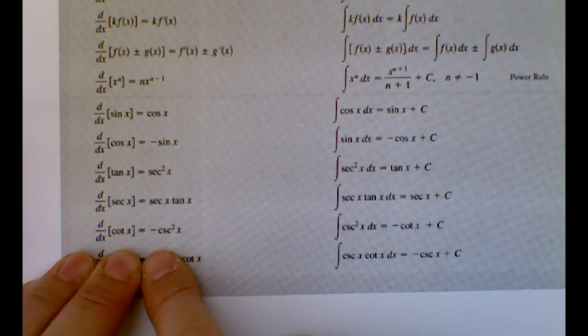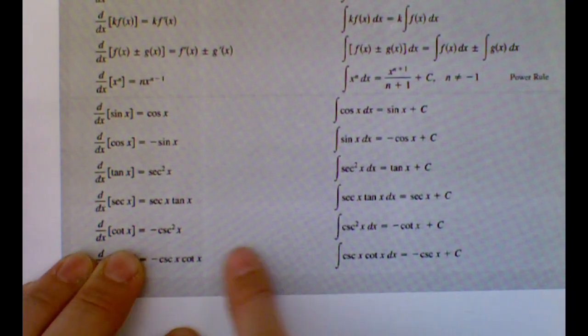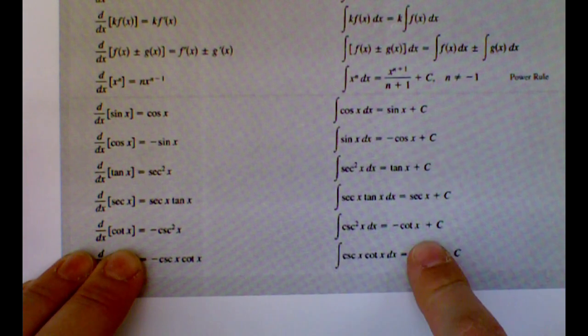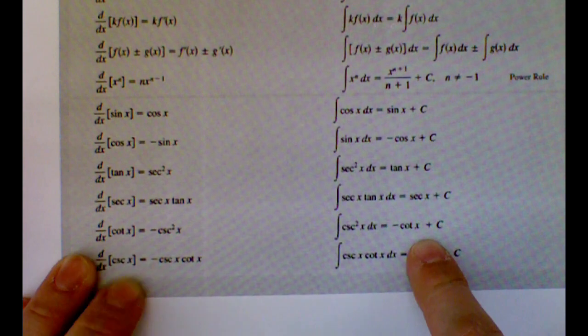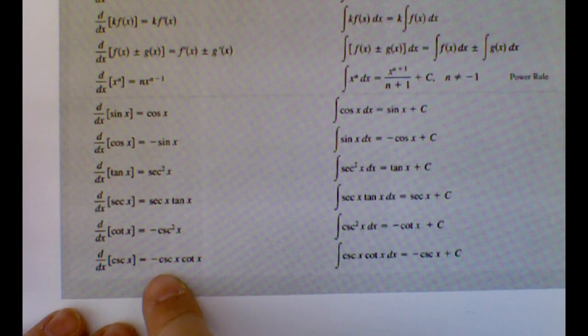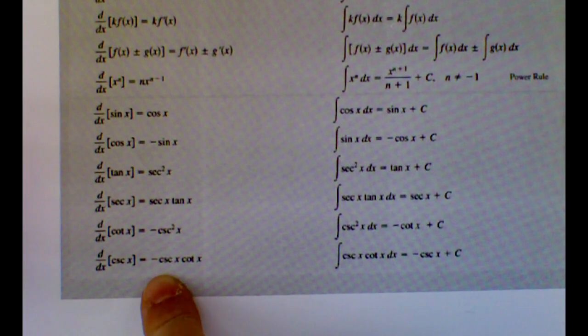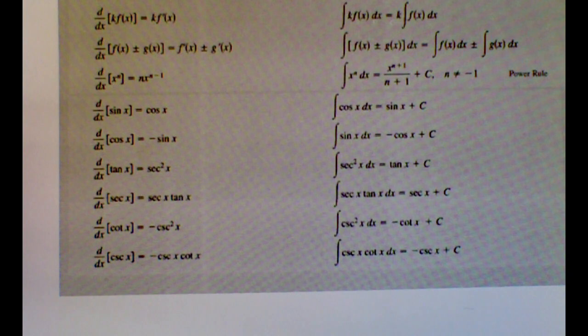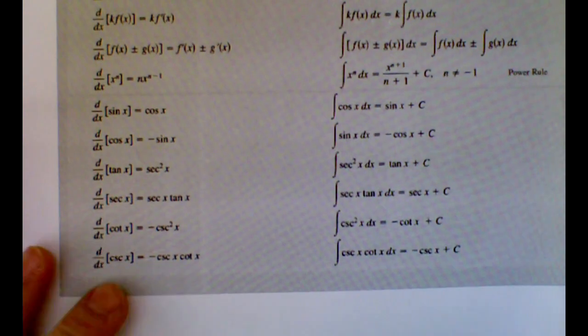The derivative of cotangent is negative cosecant squared of x, so the antiderivative of positive cosecant squared of x is negative cotangent of x plus c. And the derivative of cosecant of x is negative cosecant of x cotangent of x, so the antiderivative of cosecant x cotangent x is negative cosecant x plus c. These are all just opposites to point out to you the patterns.